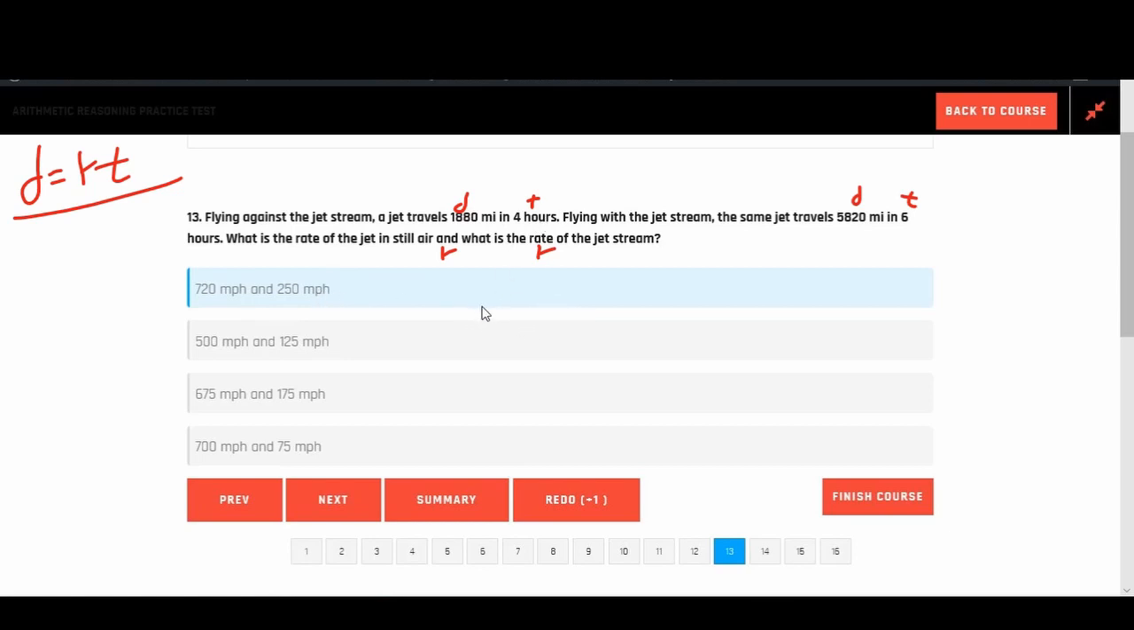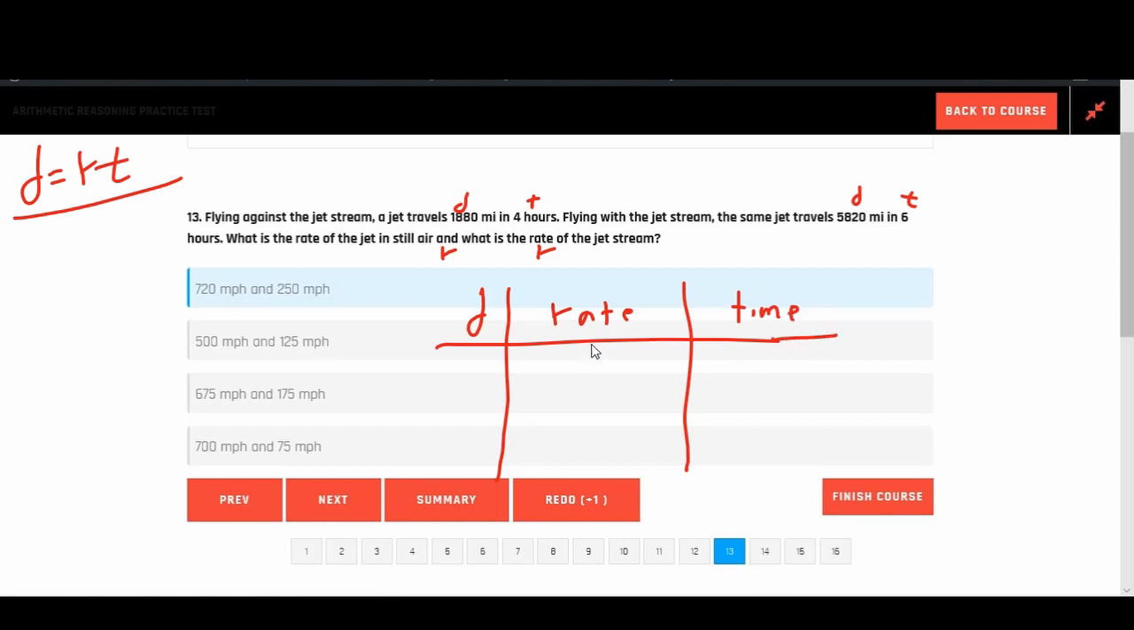In this case, I'm going to set up another chart. It's going to look like this: distance, rate, and time. Okay. And I'm going to fill in what we know accordingly. This is going to be our against the stream. This is with the stream, the jet stream. I'm just putting these labels here so we can keep track of which is which.